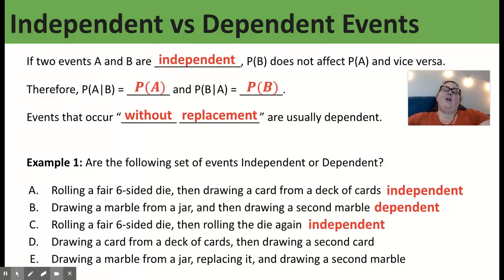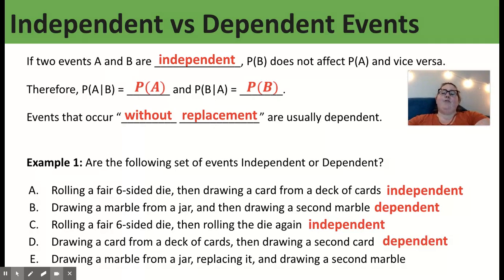Drawing from a deck of cards and then drawing a second card. If I draw a queen, say it's the queen of spades, there's now one less queen in the deck. There's one less card in the deck. So my probability of getting a queen on that second pick has now changed a little bit. Those would be dependent.